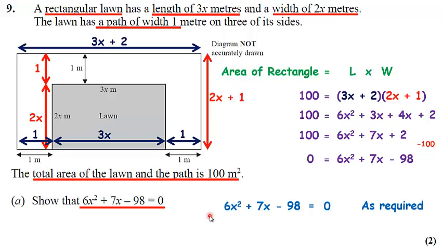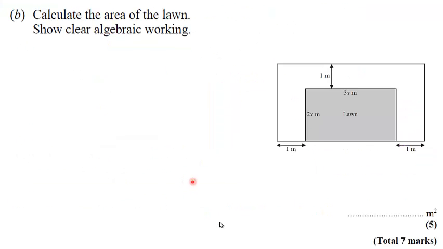This is a straightforward question. There are only 2 marks for this, so that means that they expect you to be able to do this confidently. Okay, let's look at part B. In part B, they want us to calculate the area of the lawn and show clear algebraic working. They want us to work out the area of that whole lawn bit. So if we knew what x was, we could find the length and the width and then work out the area of the lawn.